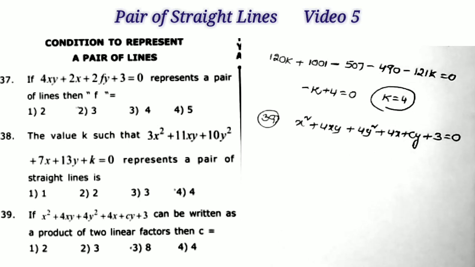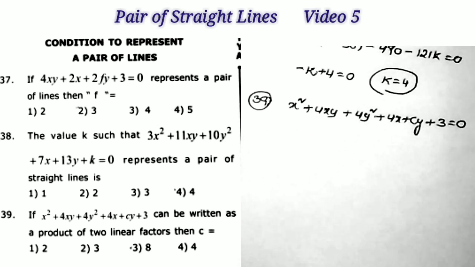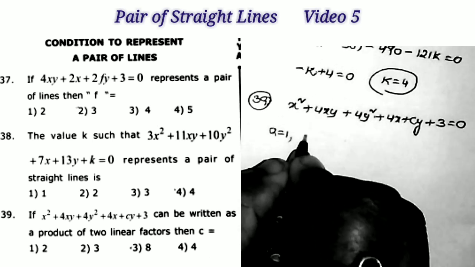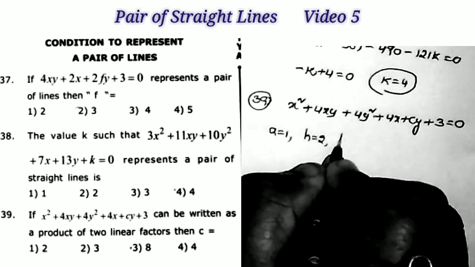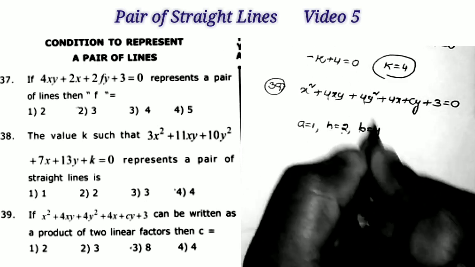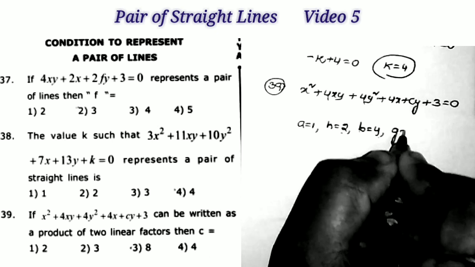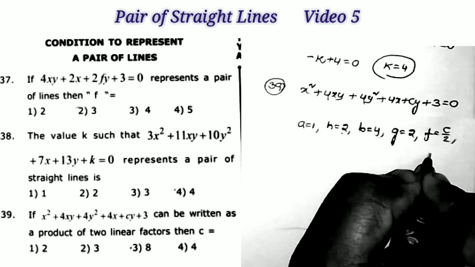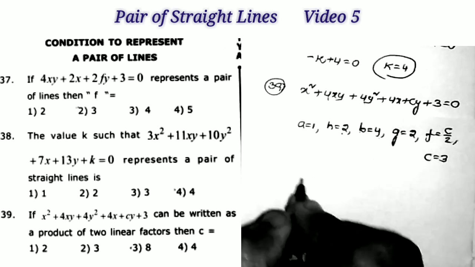If the equation x square plus 4xy plus 4y square plus 4x plus cy plus 3 is equal to 0 can be written as the product of the two linear equations, then what is c value? This is the product of the two linear equations, means this is the pair of straight lines. That is, using the pair of straight lines condition to get the value of c. So first taking the values, a is equal to 1, 2h is equal to 4 means h is equal to 2, b is equal to 4, 2g is equal to 4, g is equal to 2, 2f is equal to c, f is equal to c by 2, and the last value c is equal to 3.